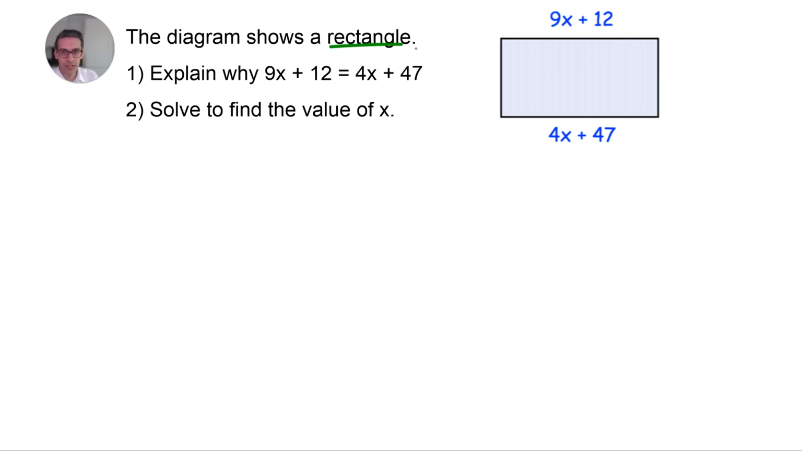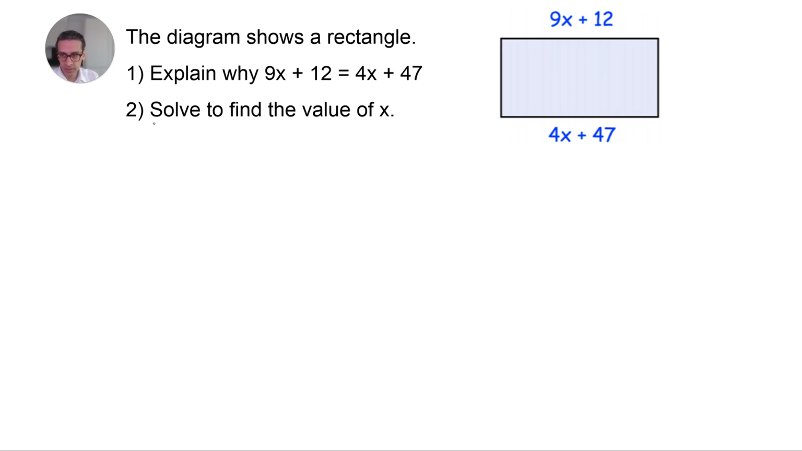So this is what a worded question might look like. The diagram shows a rectangle. Explain why they're equal to each other and solve to find the value of x. So we're going to need to make an equation here. The reason that these two sides are the same is, well, in a rectangle opposite sides are going to have equal length. So that's your reason.